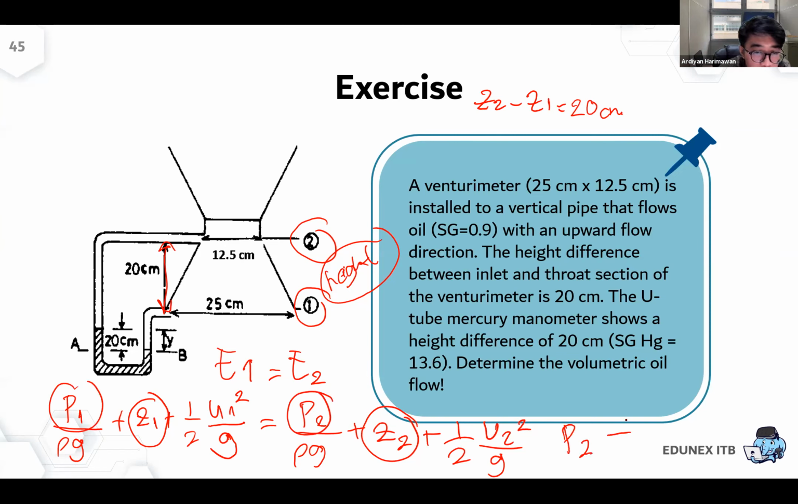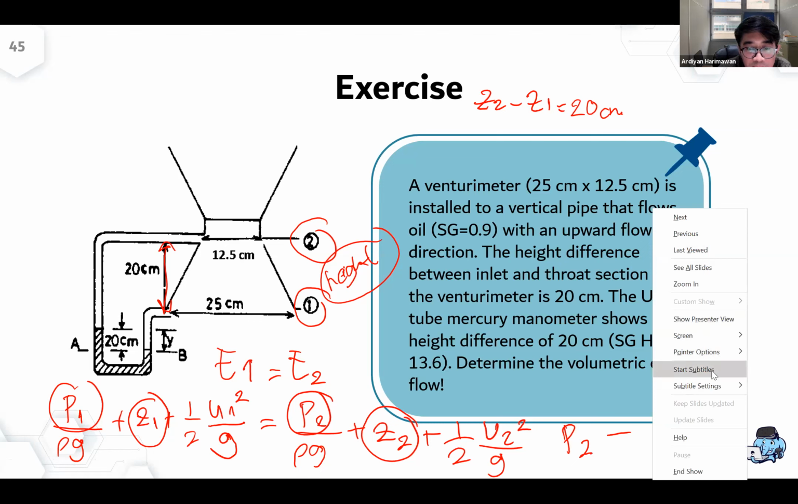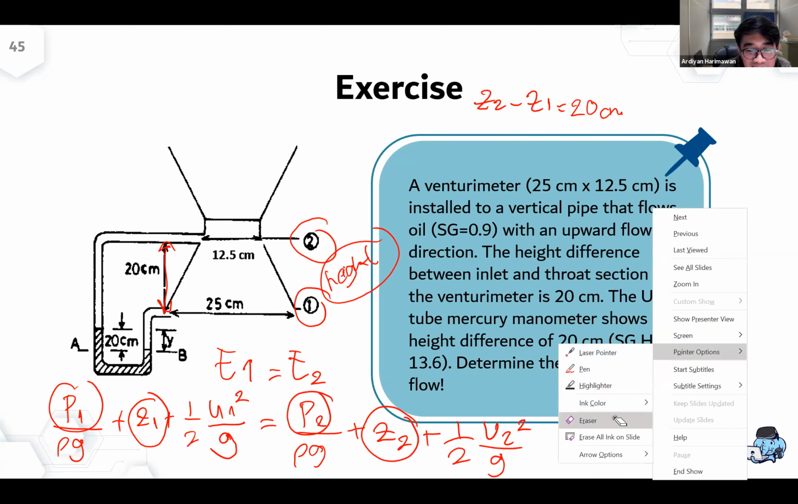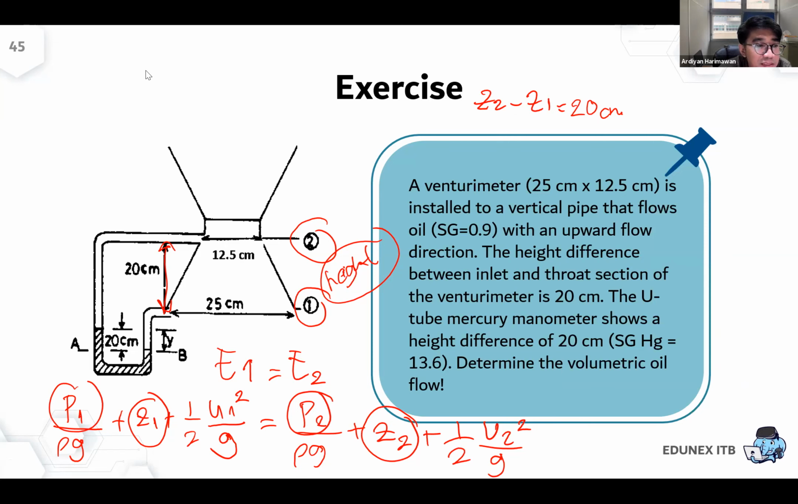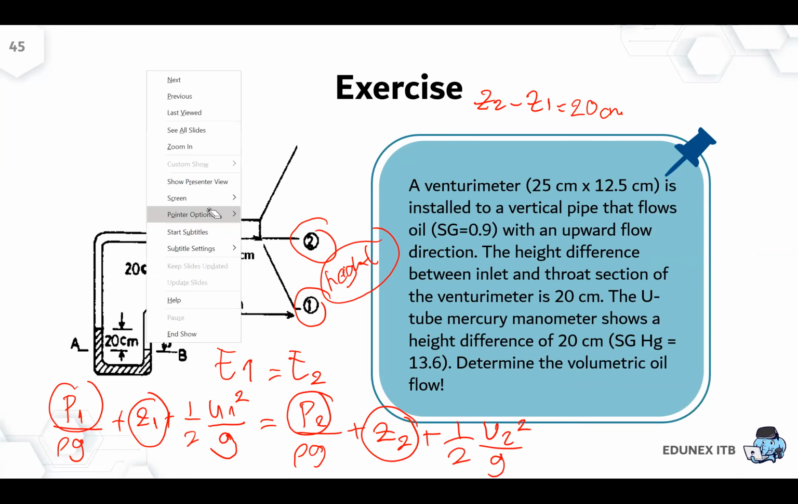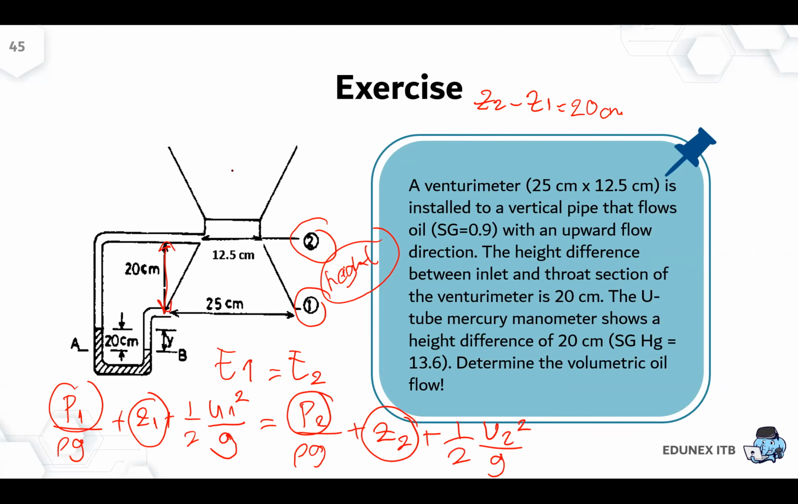P2 minus, which one is bigger, P1 or P2? Can somebody guess? Is it P1, sir? Why? Because the level of the liquid is lower. Yes, correct. You can see from the height difference in the manometers, the right leg is lower. It means the pressure is higher.